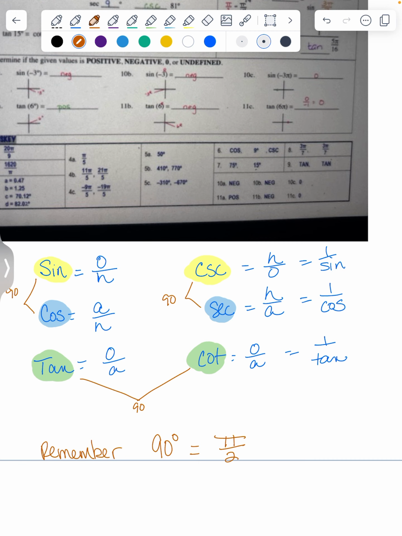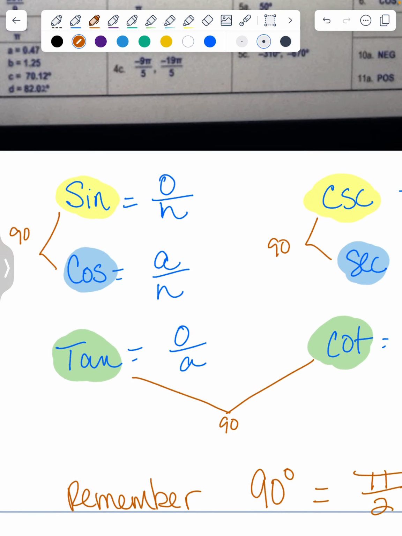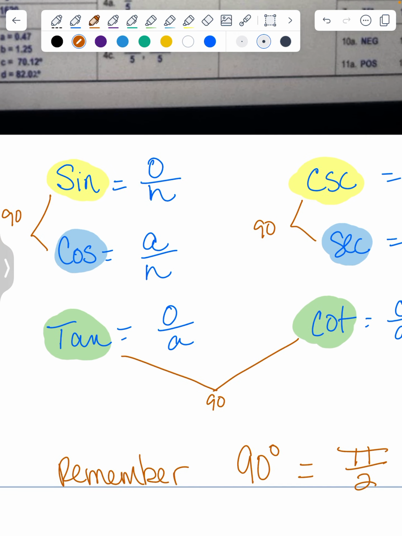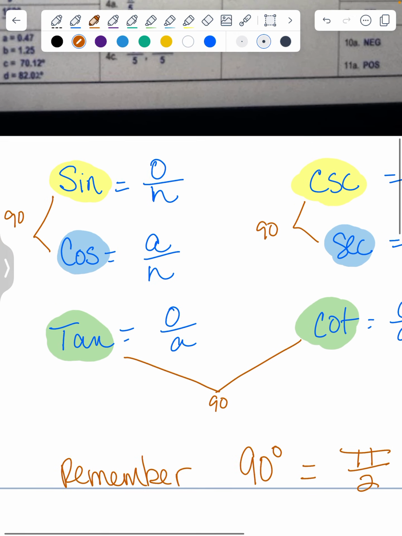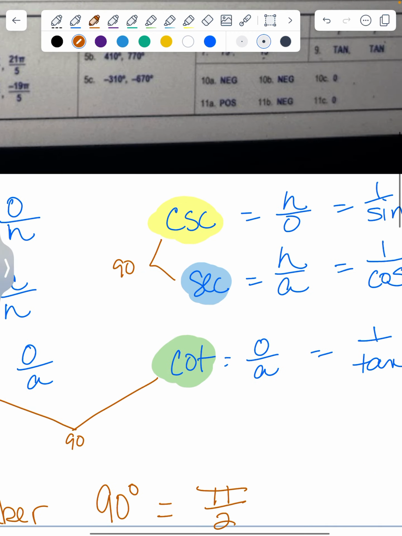But then they have other friends, right? Sine and cosine, those together make 90, or pi over 2. Remember, 90 is pi over 2. Tangent and cotangent, their angles together make 90. And cosecant and secant, their angles together make 90. Like if the cosecant of an angle is 30, you'll know that the secant is 60, because 60 and 30 make 90. So we kind of have to know that.